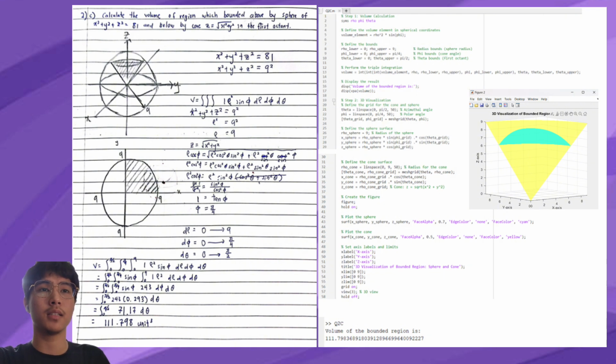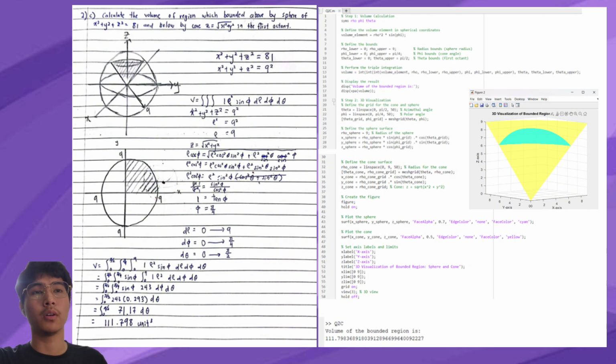Next, by using the equation of the cone, z equals the square root of x squared plus y squared, we can find phi, and you can see that I already calculated it and we got pi over 4. So phi is from 0 to pi over 4. Looking at the top of my sketch, it is a circle, but we just need the first octant, which is pi over 2. So our theta is from 0 to pi over 2.